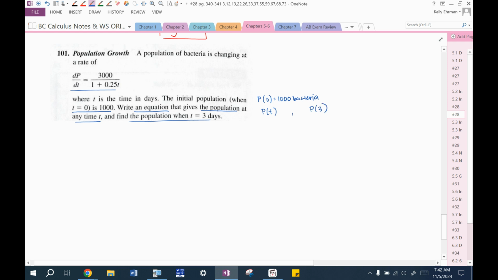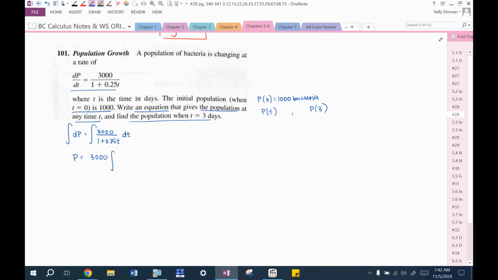All right, so this is an integrate, separate, celebrate type deal going on. So let's make it dp equals 3,000 over 1 plus 0.25 t dt. So I multiply dt over here. Then I'm set up to integrate both sides. The integral of dp is p. Let's work on this a little bit. So we can pull the 3,000 out front.